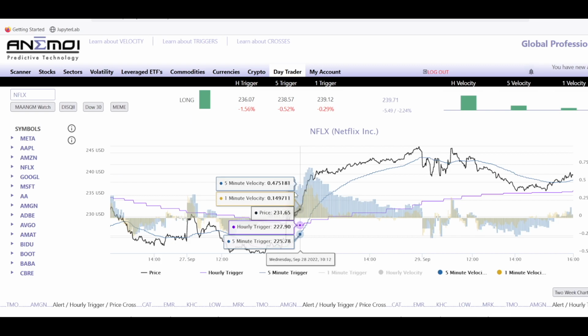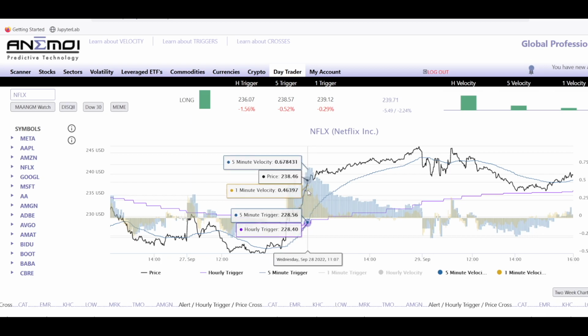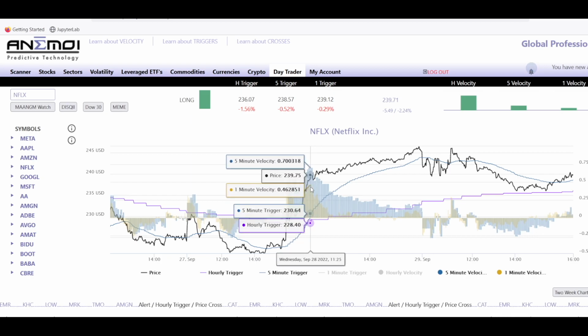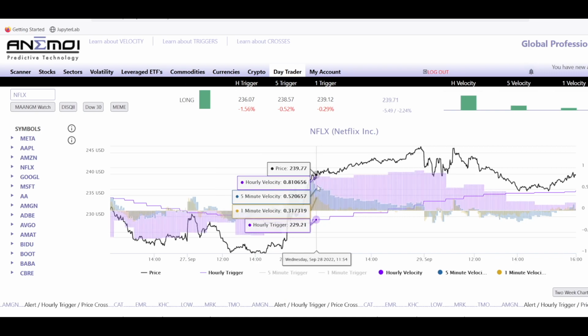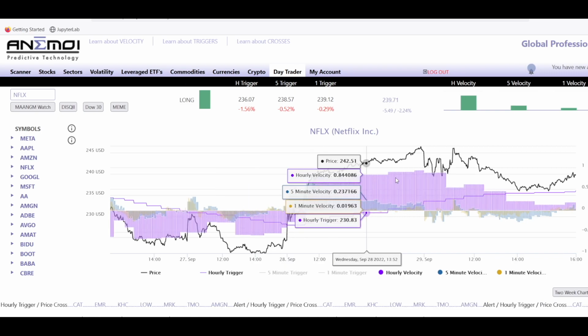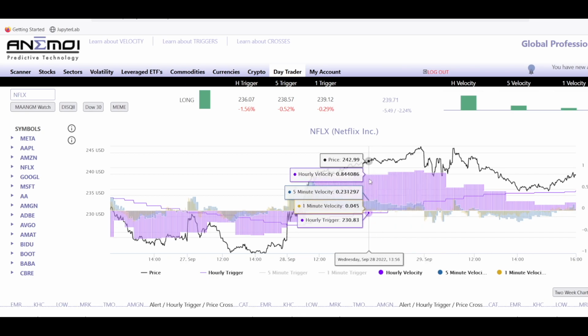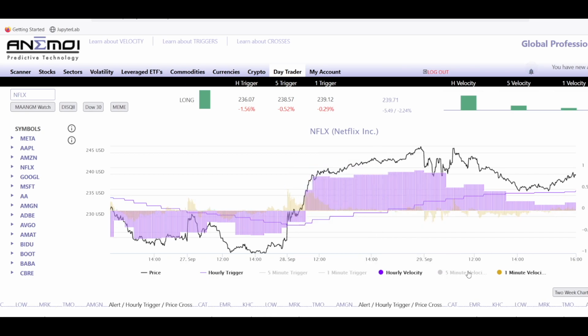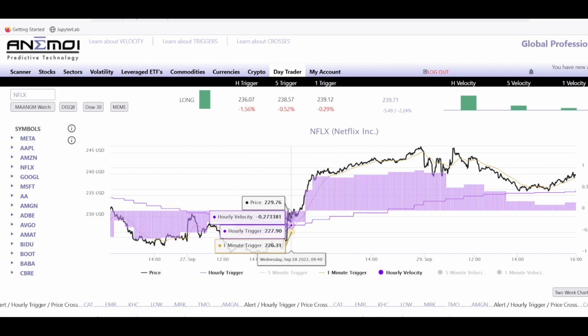Now, for example, you can see over here how we had such powerful 5 minute velocity right here, right? We're getting readings of 0.67 at the top, 0.7. So you can see that here, this is pretty important. And you can see the hourly velocity was very strong as well. All right, so the hourly velocity was 0.9, 0.8, 0.84. This is really strong hourly velocity. So another rule of the Nimoy is that when you have really strong hourly velocity, you're going to expect the 1 minute trigger to provide support.